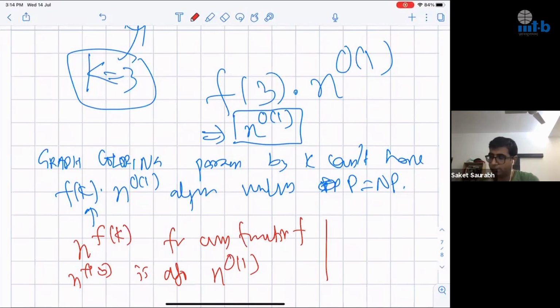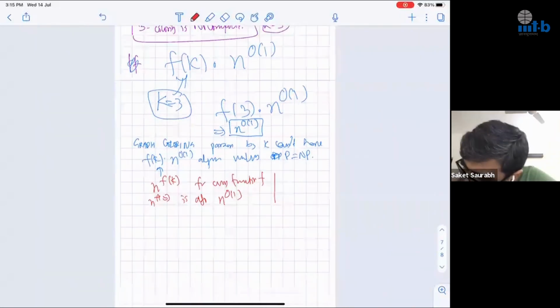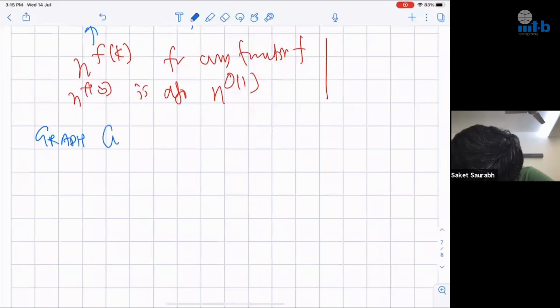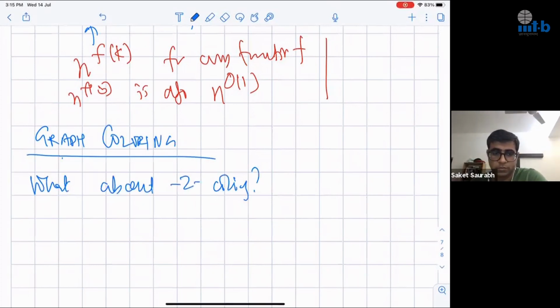Okay, so having talked about graph coloring, let's do a fun thing on graph coloring. What about two coloring? Is it in P or NP? Anybody? Poly. Why? One word algorithm. Yes, polynomial. Agreed. Bipartite testing.